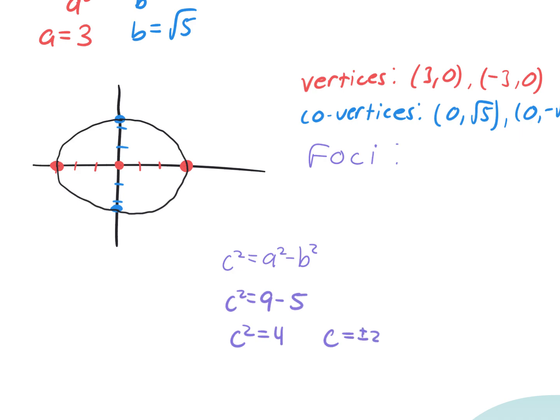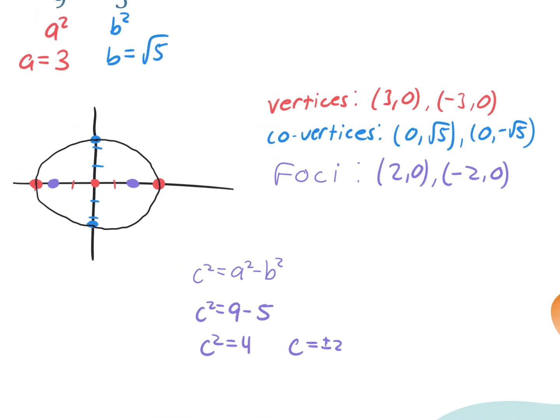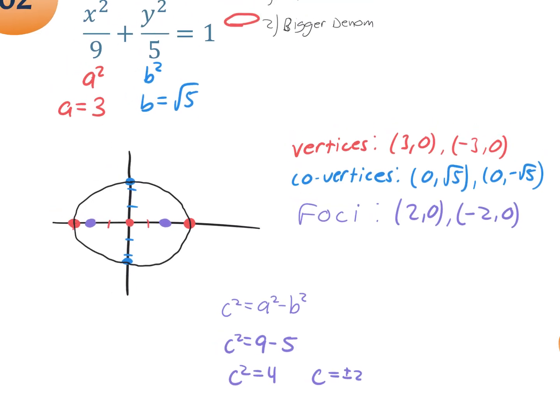All right, plus or minus 2. I can go to the left and right in both directions, right? 2 units. So right there and right there. And then those points as ordered pairs would be at (2, 0) and (-2, 0). All right, and that's it for this problem.